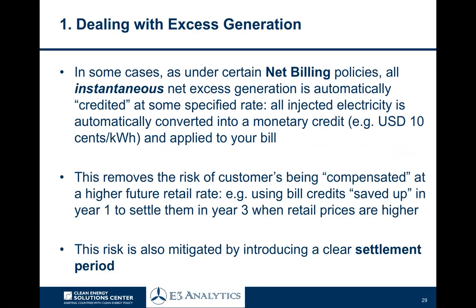Now, in some cases, the net excess generation that we just saw on the Sunday is dealt with differently. Under some net billing policies, all instantaneous net excess generation is automatically credited at some specified rate. In other words, the moment you inject, it gets measured by the grid meter, and it says, we will pay you 10 cents for every net injected kilowatt hour. And that 10-cent credit just accumulates on your bill. So it is effectively a cash payment, but it's still structured within the bill. You don't get a check in the mail. It's still credited and balanced out or settled within your bill.